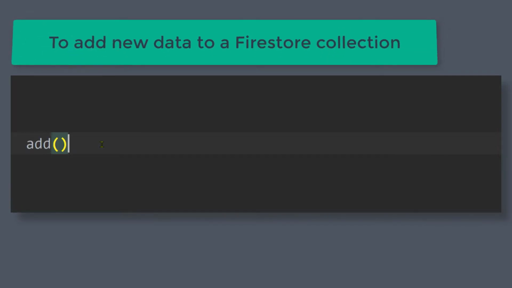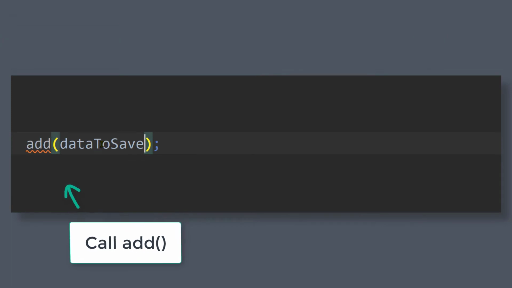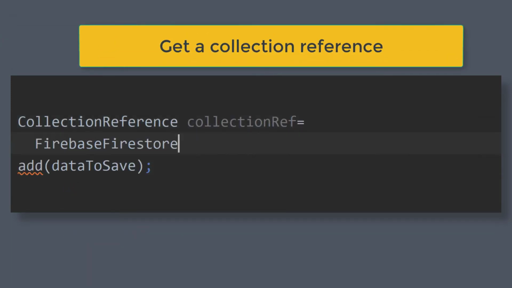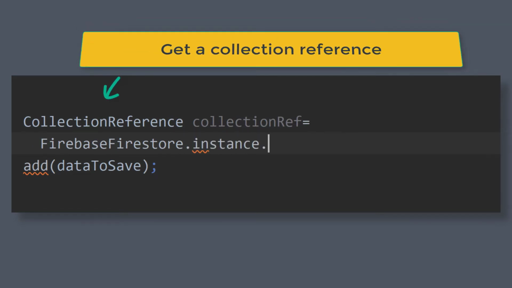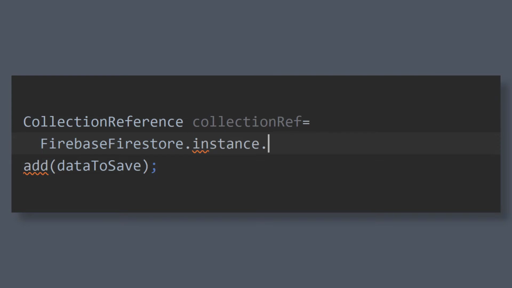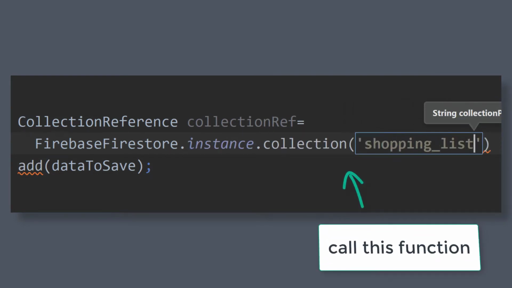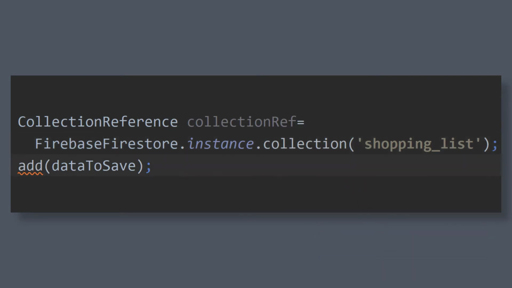To add some data to a Firebase collection, you have to call the function add and pass the data to be sent. This function belongs to the class CollectionReference, so you have to get an instance of the class CollectionReference. You have to get an instance of the class FirebaseFirestore and then call the function collection and pass the name of the collection to which you want to add the data, add a particular document. And then you have to call this function add on that instance.